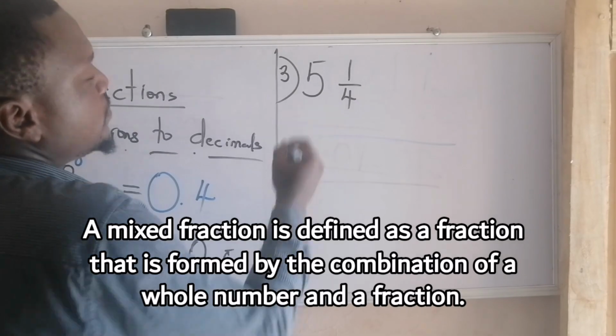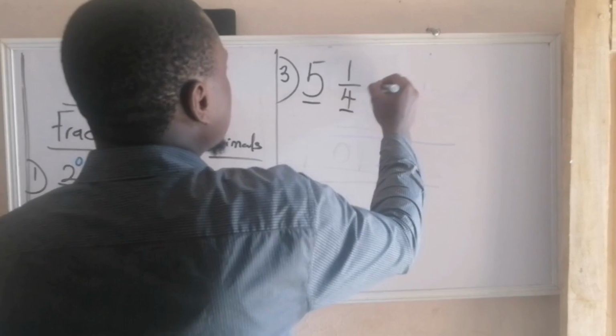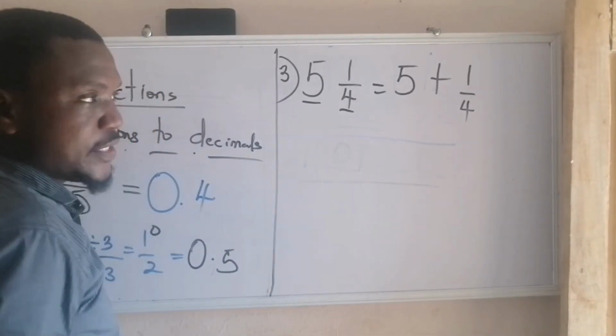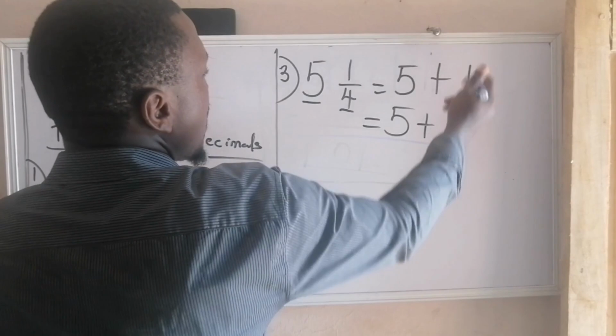That is the whole number and fraction part. This 5 whole number, 1/4, I can write as 5 plus 1/4. Can you see it? You can move on by writing 5. Then, what is 4 in 1? 4 in 1 is not possible.